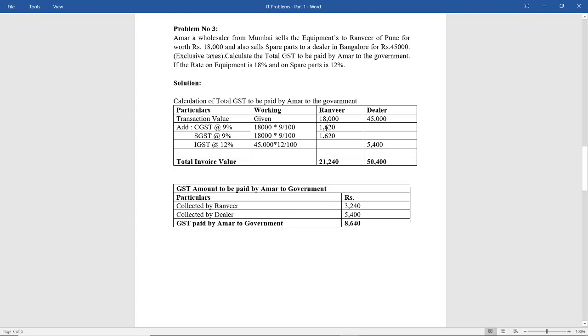So he is going to pay 1,620 plus 1,620. That amounts to 3,240 that he is going to collect from Ranveer, and from the dealer he is collecting a GST of 5,400. So totally how much is he going to pay to the government? Add both. GST collected from Ranveer is 3,240, collected from the dealer is 5,400. So total GST paid by Amar to the government is 8,640 rupees.